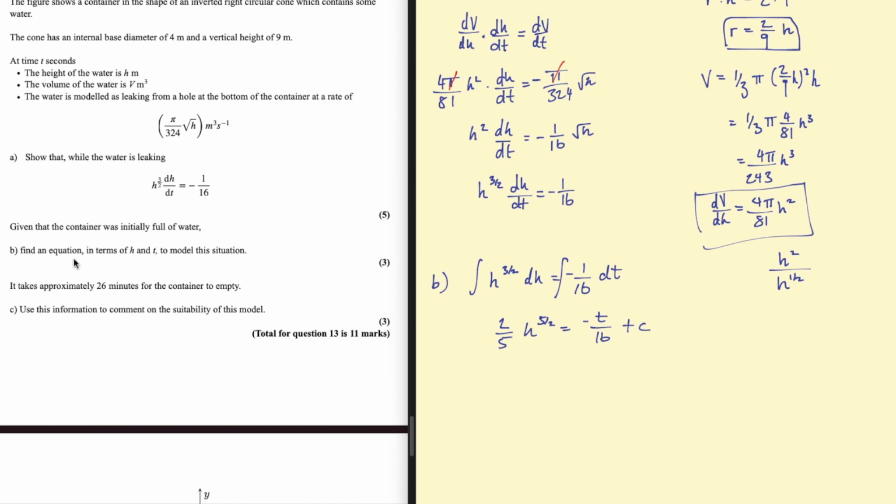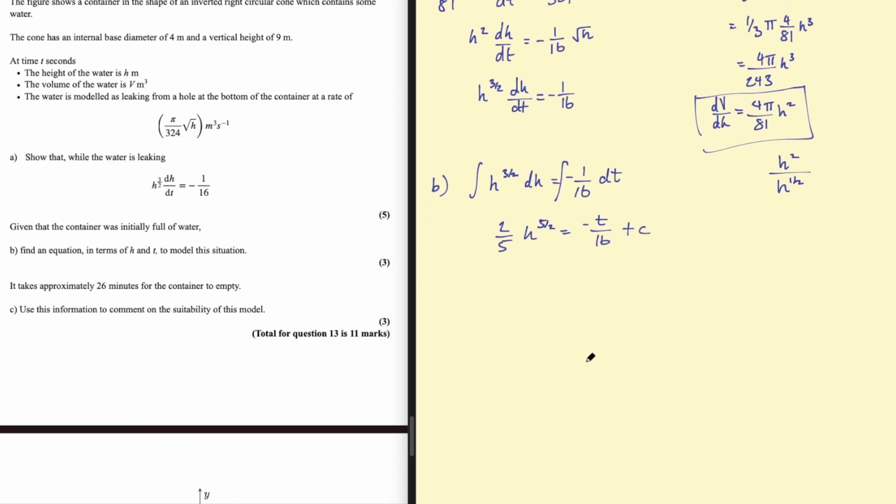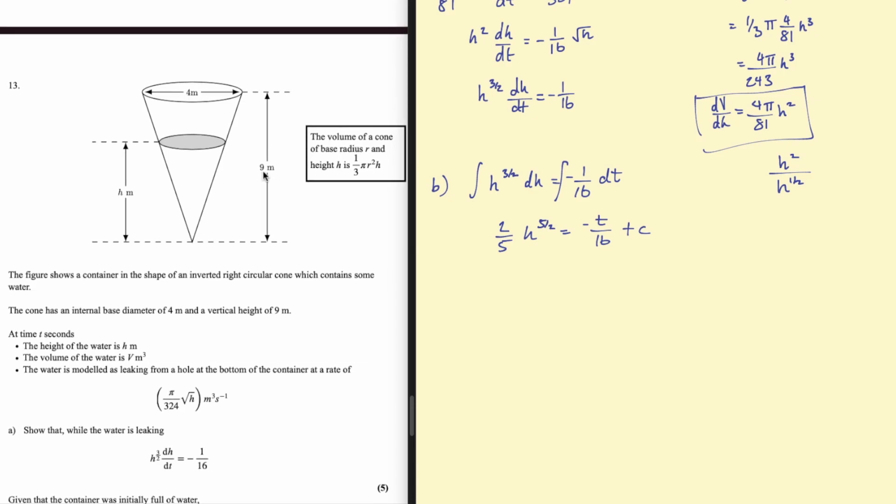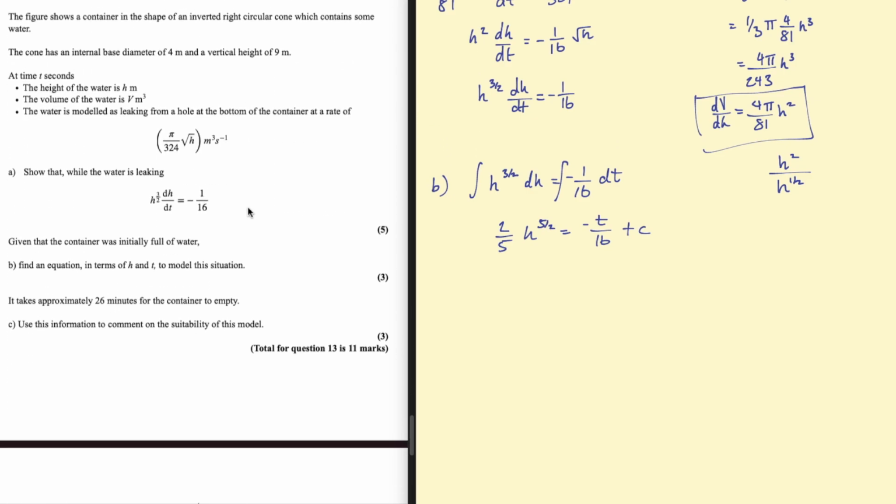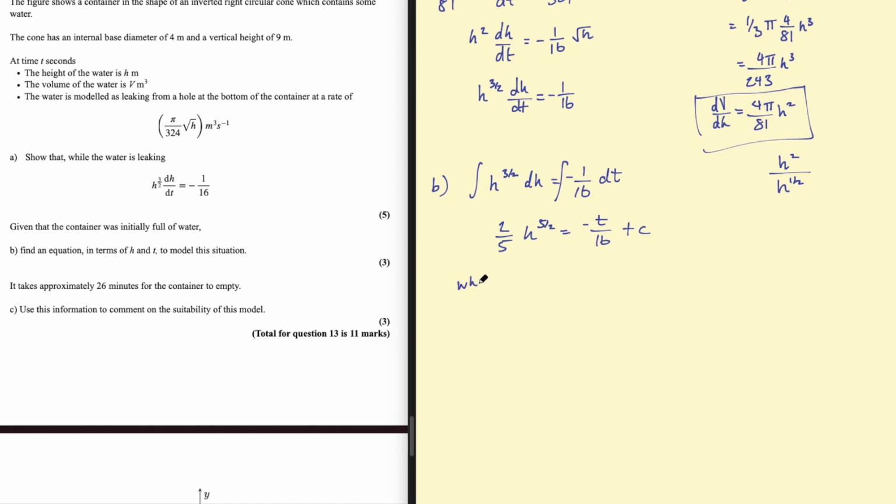And this is where this piece of information comes in handy. So given that the container was initially full of water, that means at time t equals 0, h would equal 9, the height of the container. So we can say when t equals 0, h equals 9. So plugging those values in, we get 2/5 times 9 to the power of 5/2 equal to 0 plus c. So in other words, just c. So then this is like the square root of 9 to the power of 5. So 3 to the power of 5.